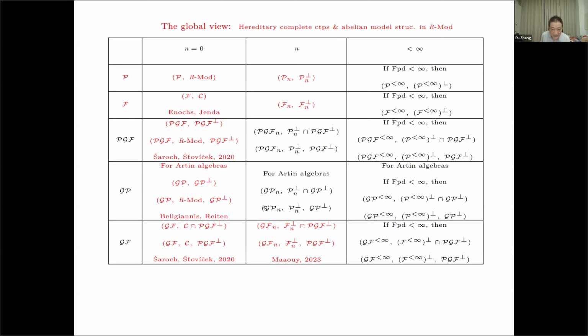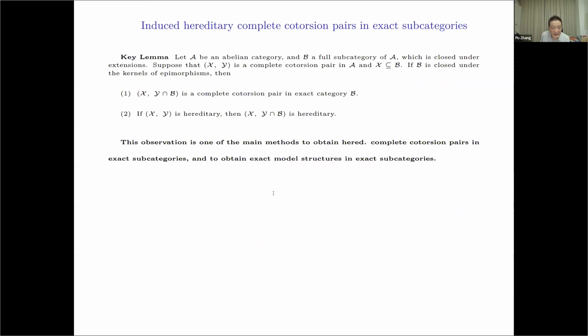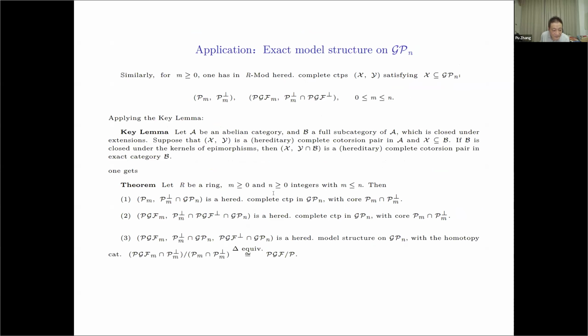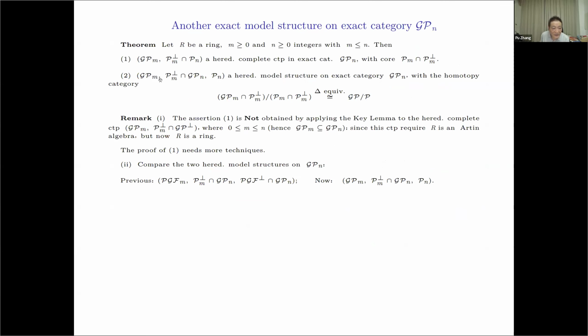Compare something in here, something in here. But so they form also a Hovey triple. So they give a hereditary model structure on this exact category. This is a homotopy category.